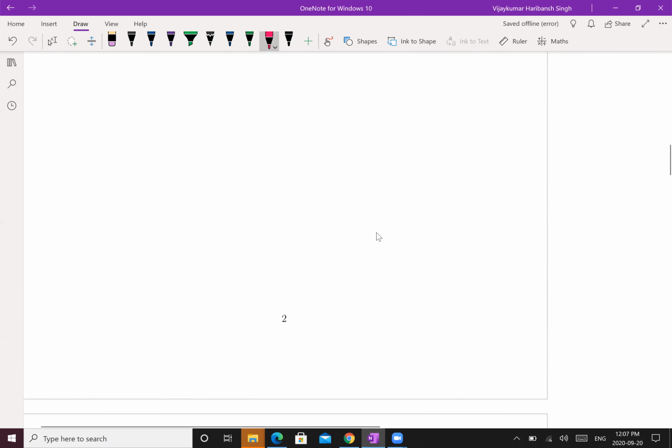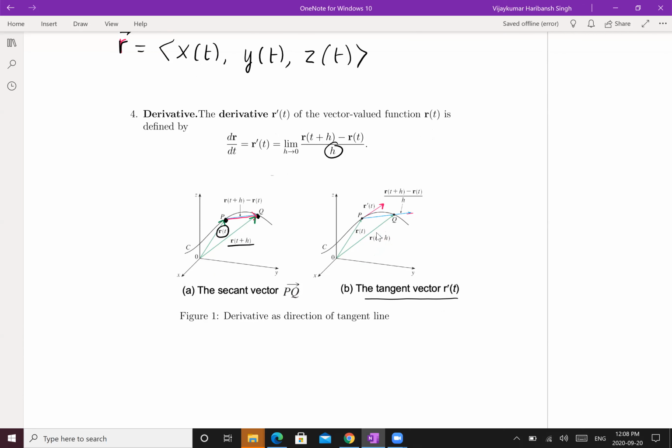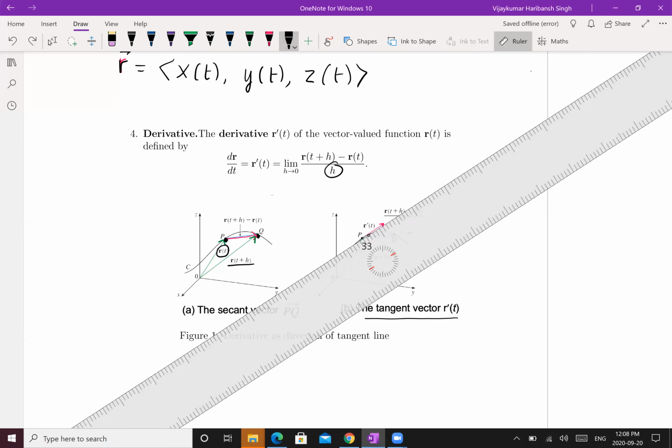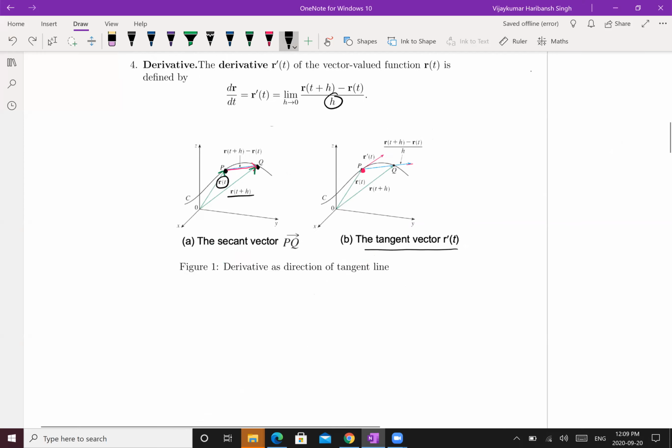So again, let's go back here. At P, if you want to find the tangent line, the most reasonable way to look at this is basically this line along r prime of t. Yeah, so let's just draw that. It will be essentially this line passing through P, which has direction r prime of t. So this will be the tangent line. Okay, so let me erase that now and go back to our discussion.